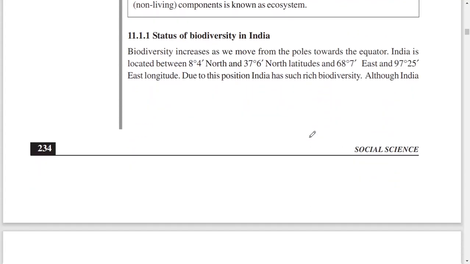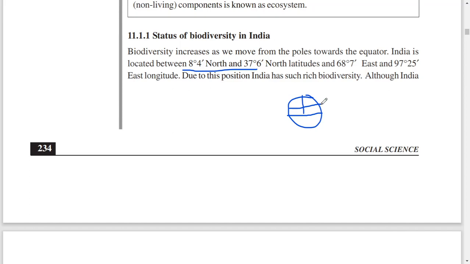So, the status of biodiversity in India. Biodiversity increases as we move from the poles towards the equator. More biodiversity is found near the equator. India is located between 8 degree 4 minute north to 37 degree 6 minute north latitudes, so it is basically situated in a tropical area. And 68 degree 7 minute east to 97 degree 25 minute east longitude. That was the latitudinal extent, and this is the longitudinal extent.